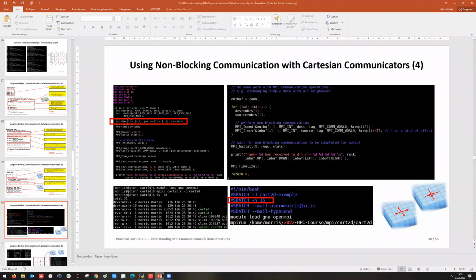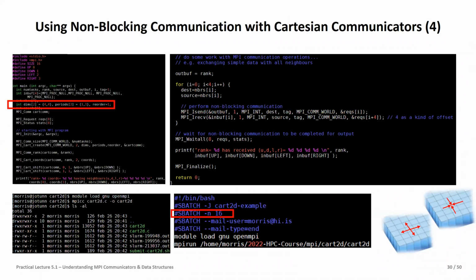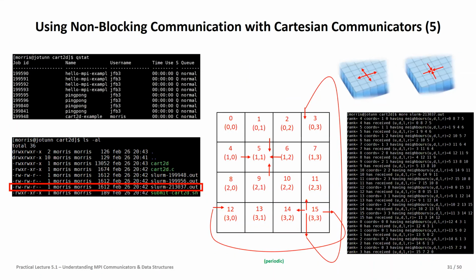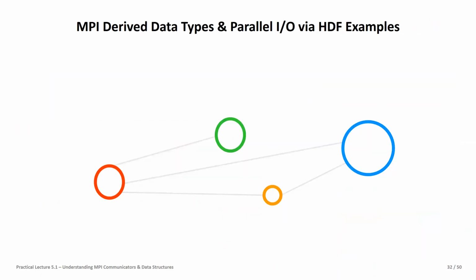All right, so as I said, in the practical example and the assignment that you will do in the course, you will work a little bit with exactly this to foster the understanding of the Cartesian communicator. And in part 2 of our practical lecture, we will learn then much more about MPI derived data types and parallel I/O. See you then.